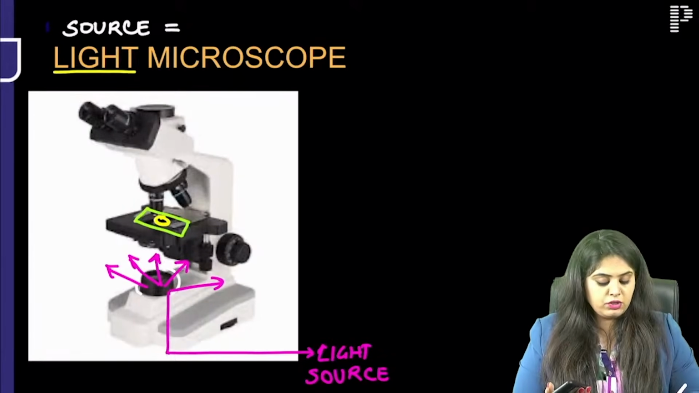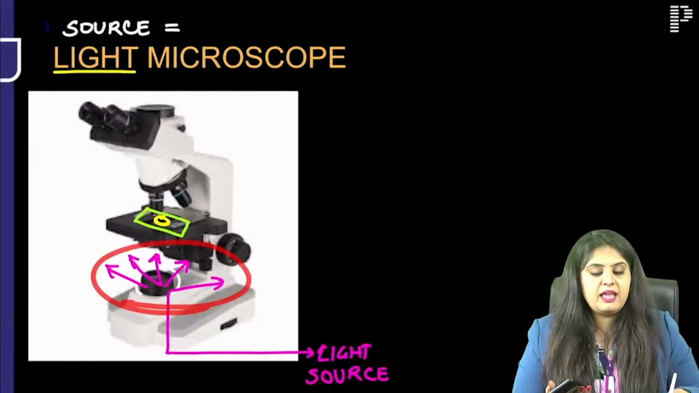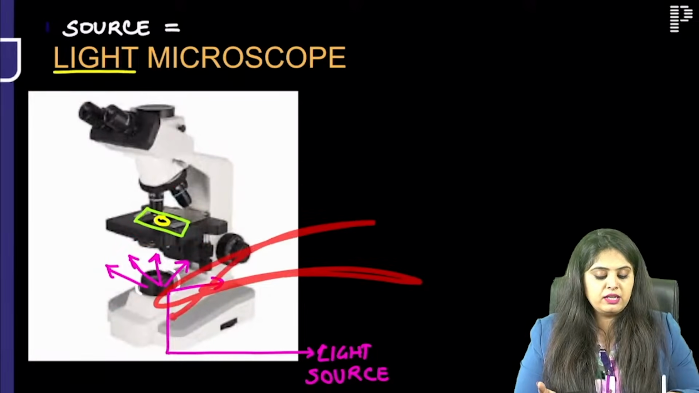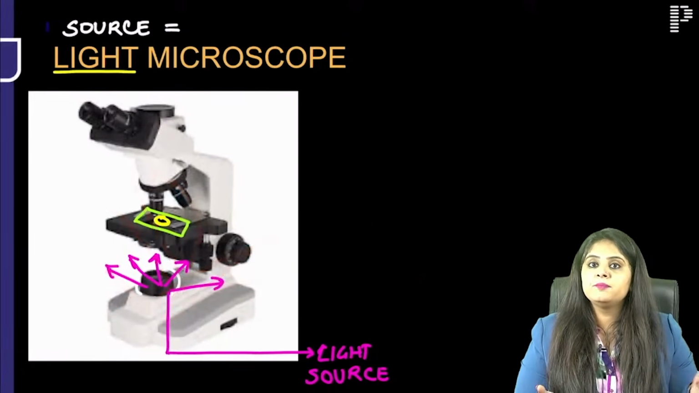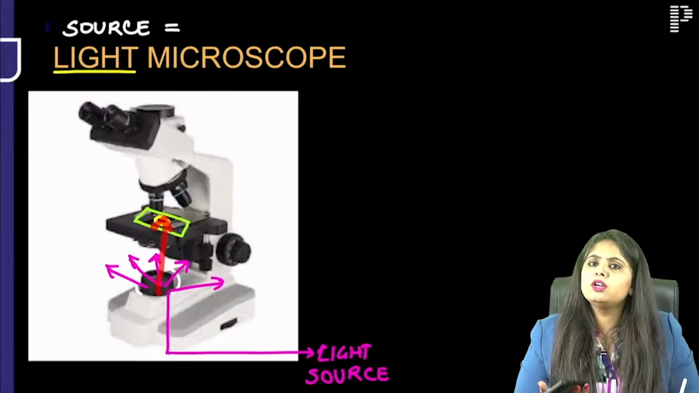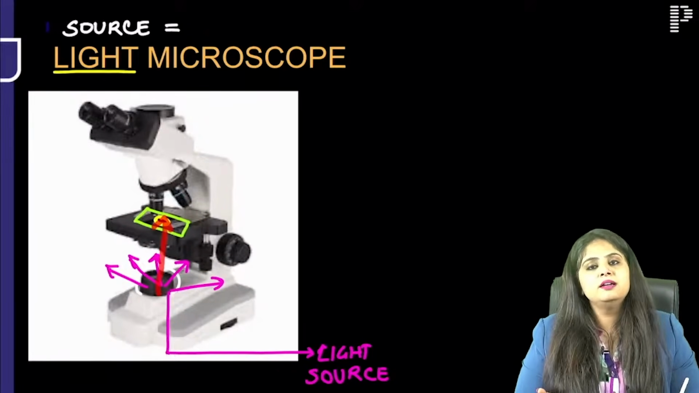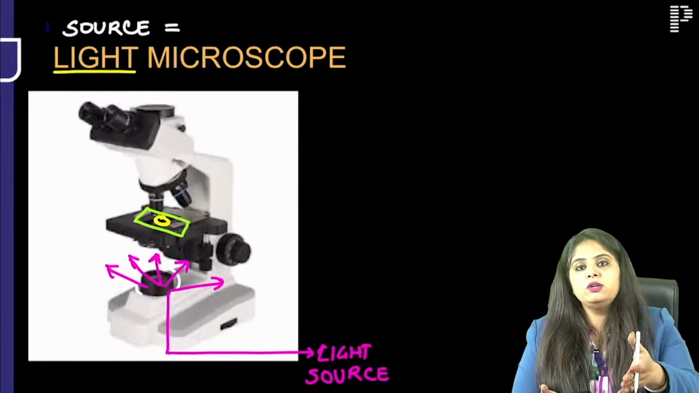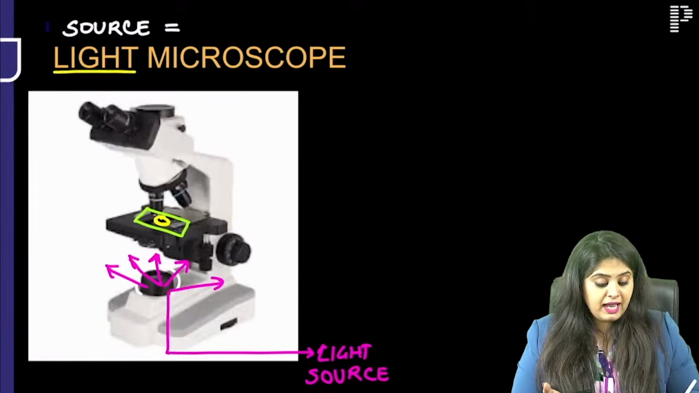So now where do you want the light to go? Should the light go in every possible direction? Do you want the light to go everywhere, scattered? Or do you want the light to go only and only to where I want to see the appendix or the bacteria? Ma'am, light should go only to the object. So for that, you will have to make sure something is there.